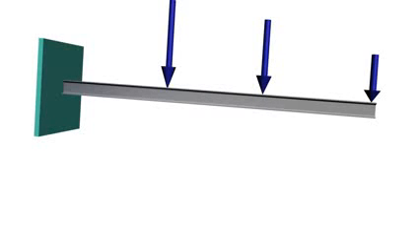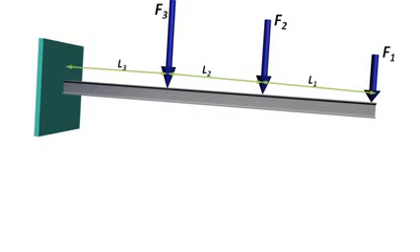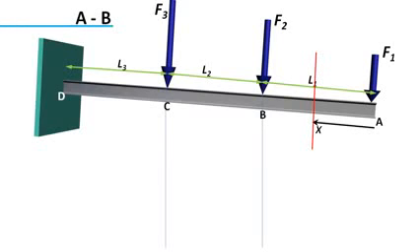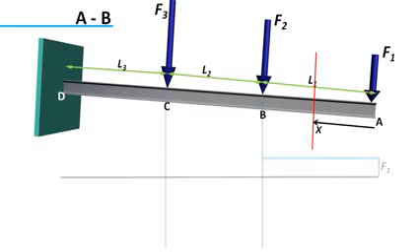For this cantilever carrying 3 loads, we can start analysis from the free end. So between A and B, if you take a section, the only external force acting on it is F1. So a shear force should be induced in the section to balance this force. So the value of shear force between A and B is F1.